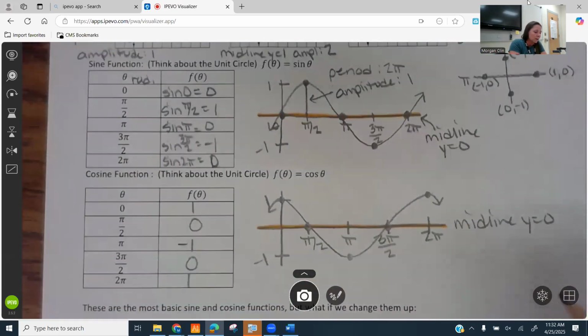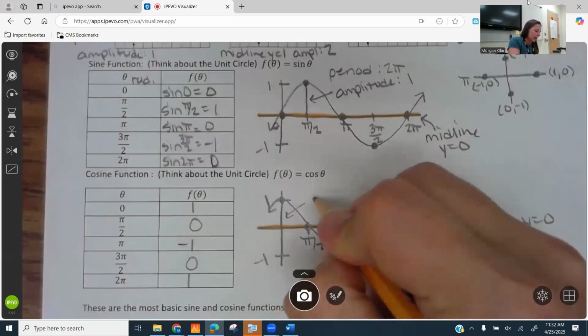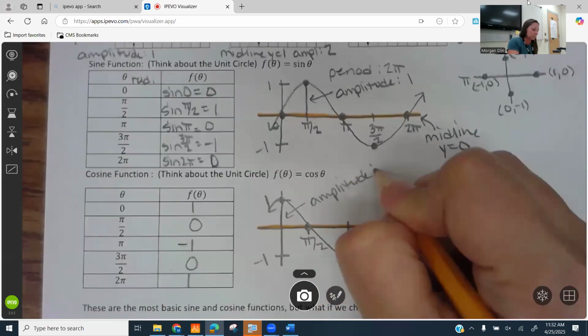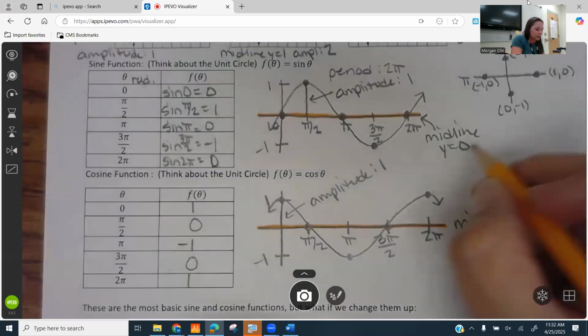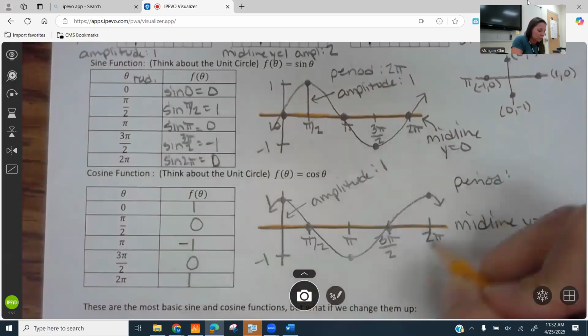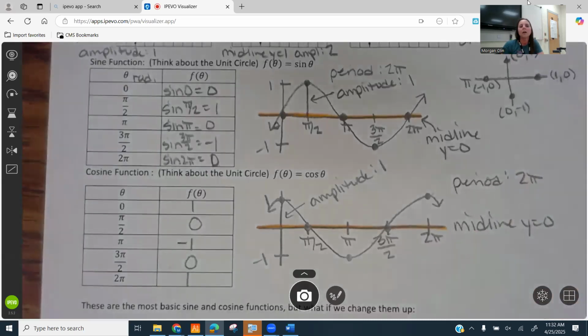Now, our amplitude is still 1. And then our period for this, one complete cycle goes from 0 to 2 pi. So the length is 2 pi. So you should still be able to pick those out, and you're going to be picking those out throughout.